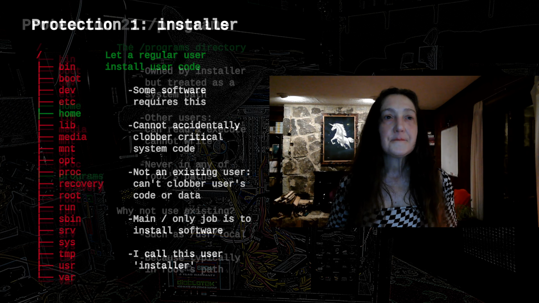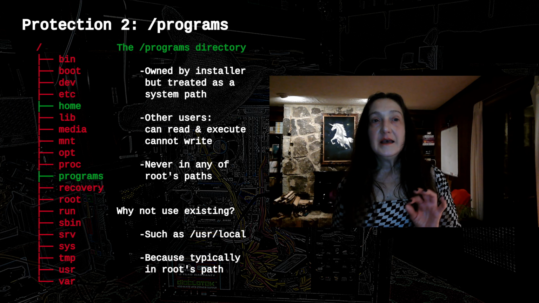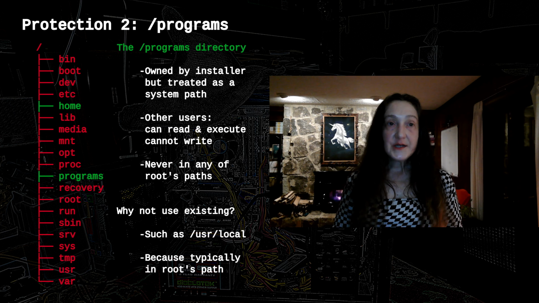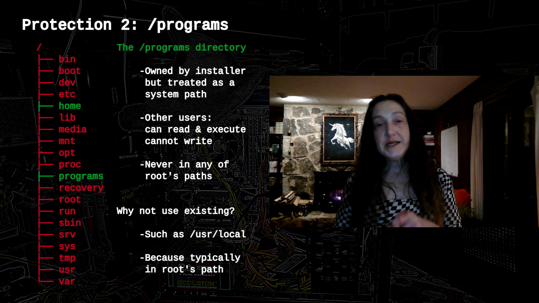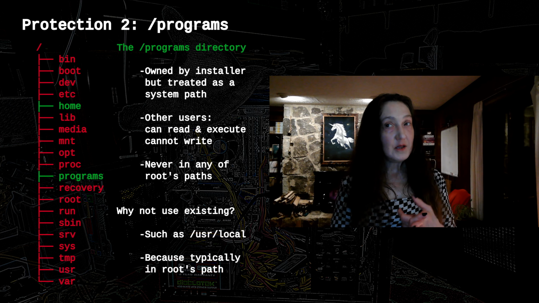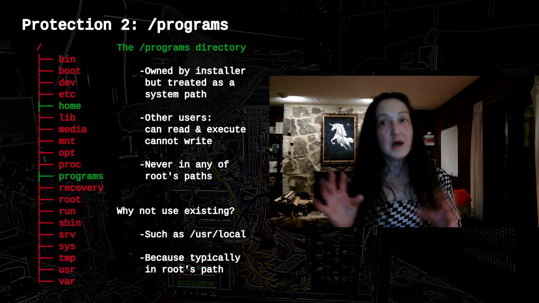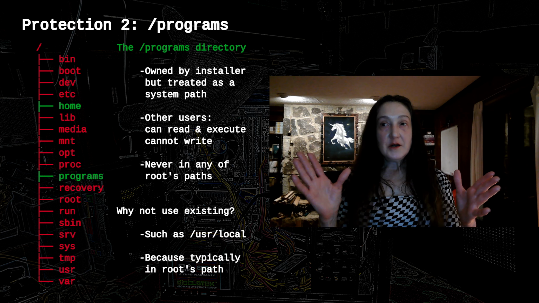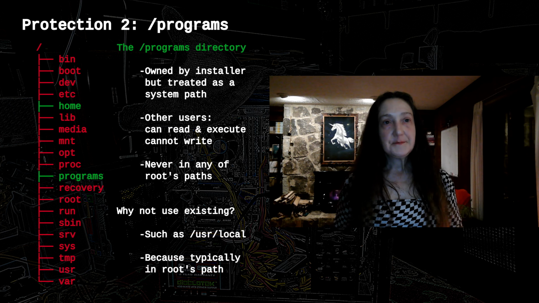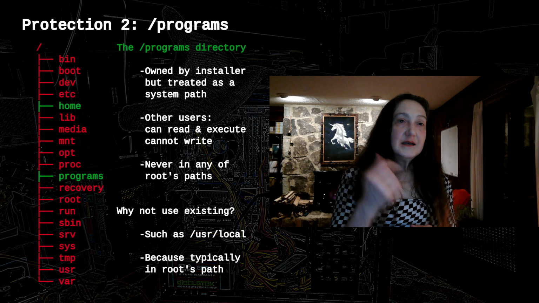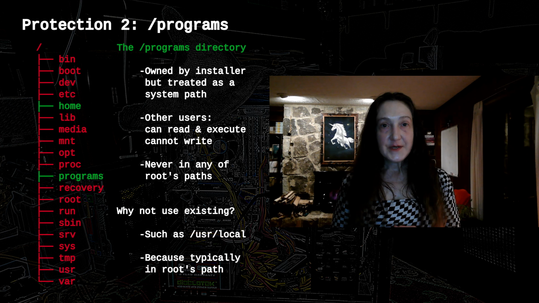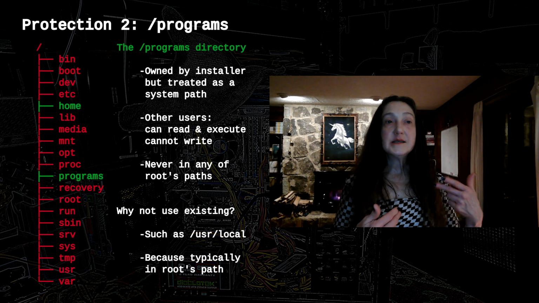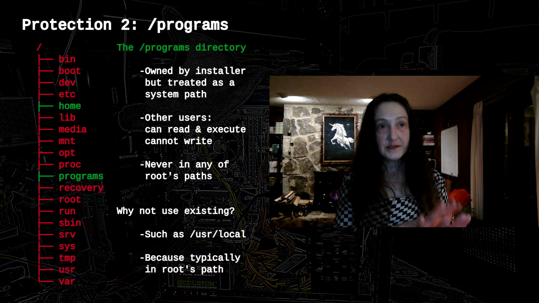The second protection is the programs directory, so /programs. This directory is owned by installer, but it is treated as a system path. So for installer and for any user that is not root or not some other important user that I need to protect, it's just a part of the path. First thing in the path, /program/bin. Installer can put anything down in the programs directory. Other users, just like anything else on the system, can read what's in there and they can execute the programs, but they cannot write into the programs directory.